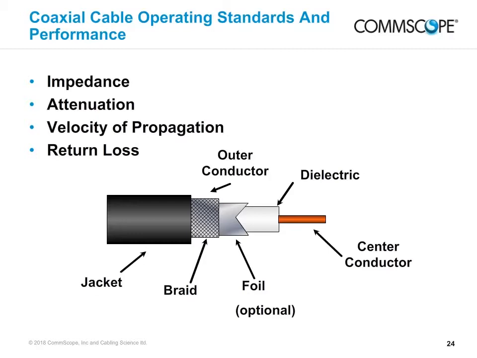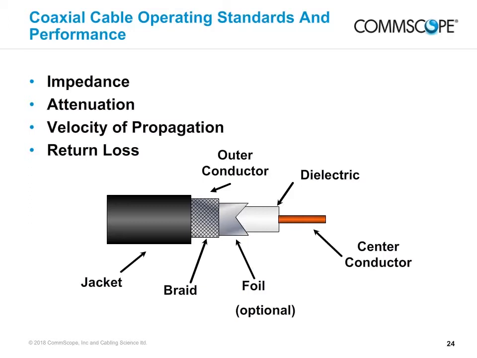Attenuation is a limiting factor for coaxial cable, especially at higher frequencies. Attenuation is specified in dB per 100 feet for a specific frequency. Cables with thicker center conductors tend to have lower attenuation. When specifying coax, look for the lowest possible attenuation for the intended operating frequencies.